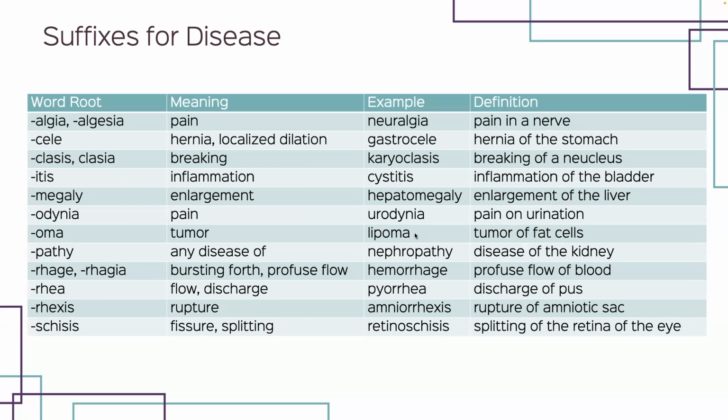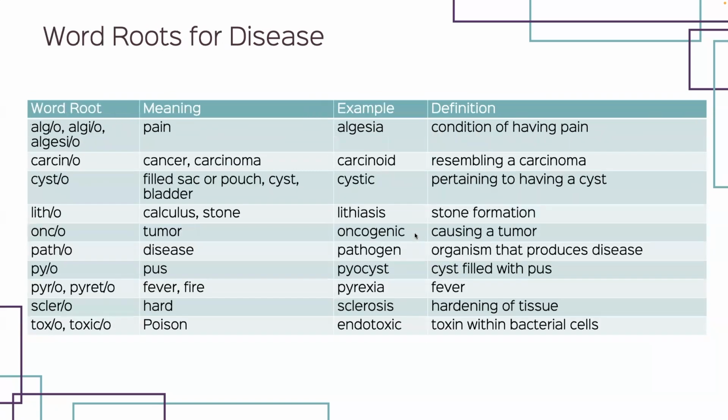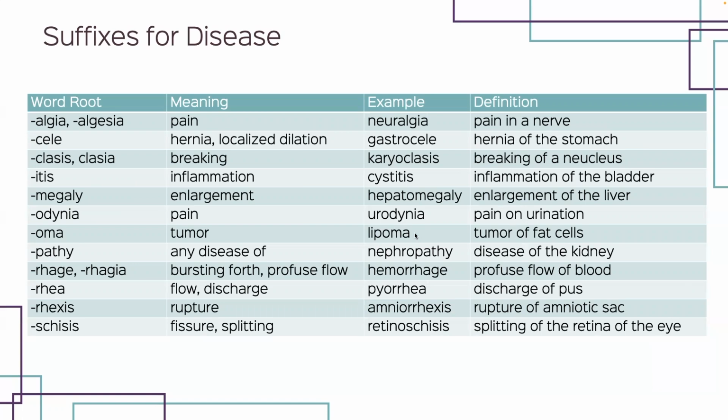And then our suffixes for diseases. So your algia or your esia, again, can mean pain. We had that same one up here that was a word root. So you'll see sometimes your word roots are going to be used for your suffixes as well. Your itis, we've already gone over that one, is your inflammation. Megaly is an enlargement. So the hepatomegaly, that's going to be just an enlargement of your liver.